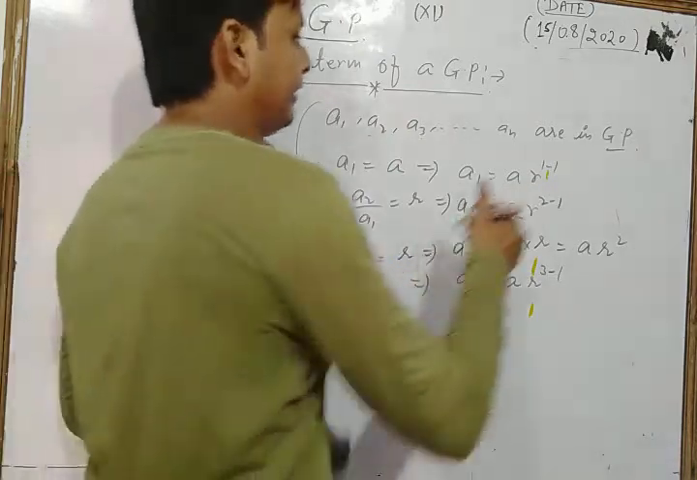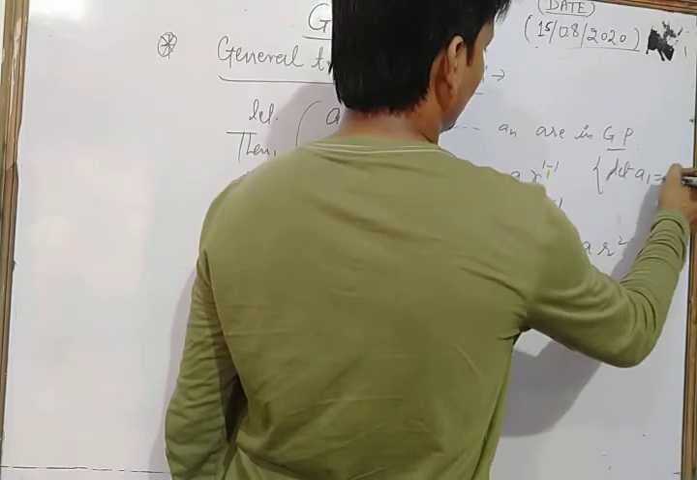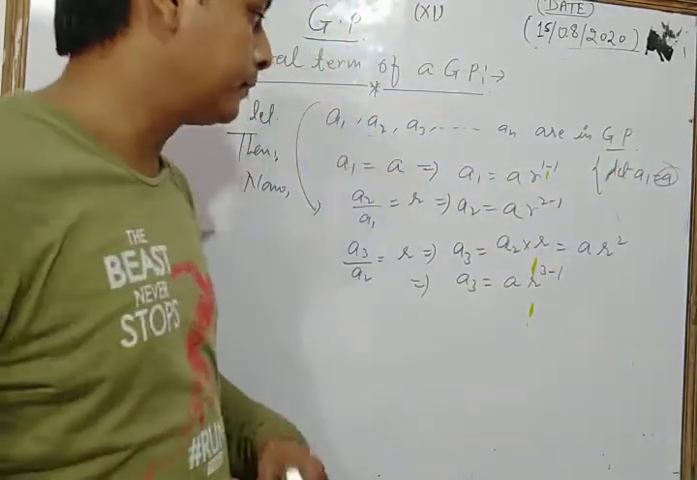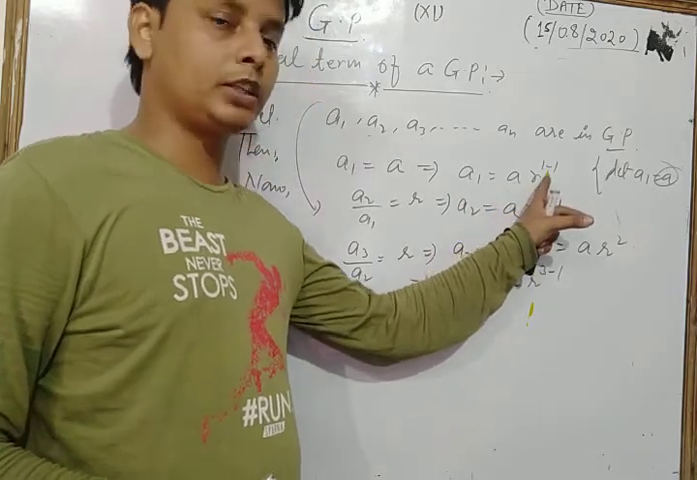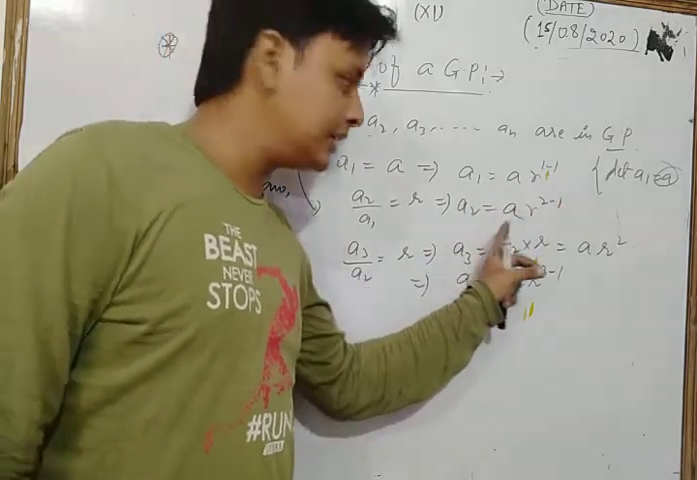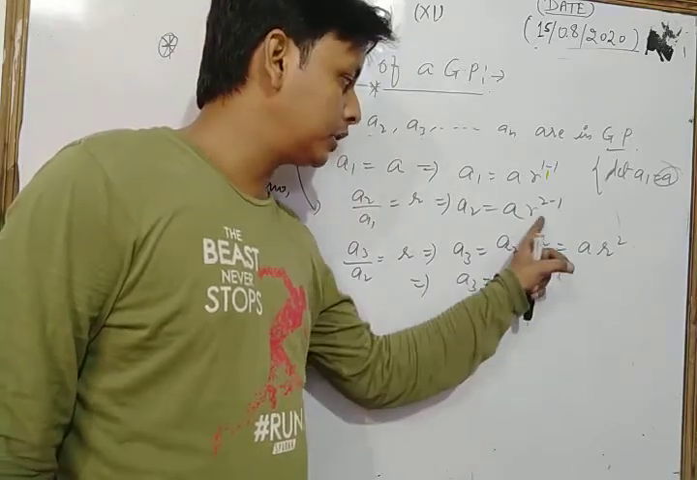Okay, dear students, here we let A1 is equal to A. This is the first term of GP. So similarly we find that A1 is A R to the power 1 minus 1, A2, the second term of GP, is A R to the power 2 minus 1, and the third term of GP is A R to the power 3 minus 1.